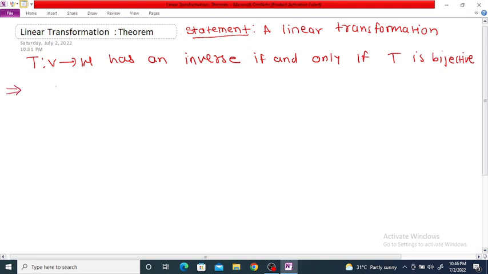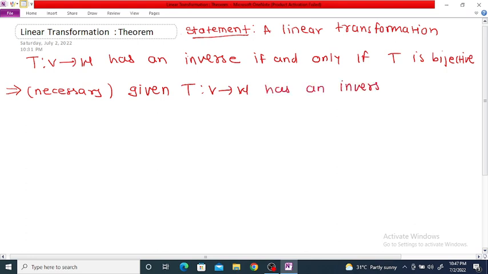So first we are going to prove the necessary part, that is given here. Given T is a mapping from V to W has an inverse, and our claim is that T is bijective.